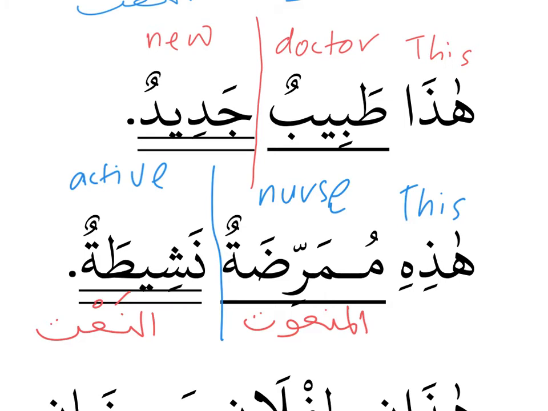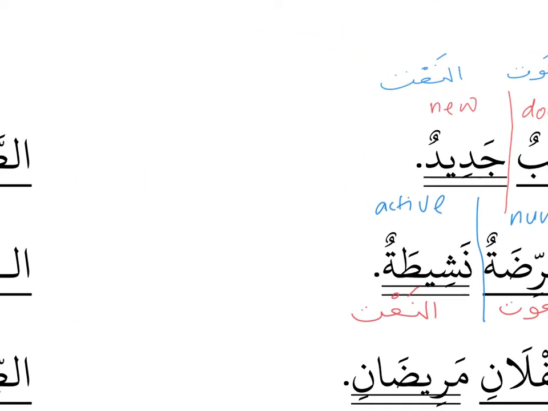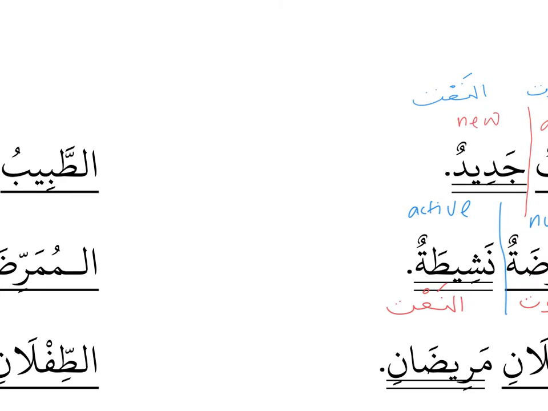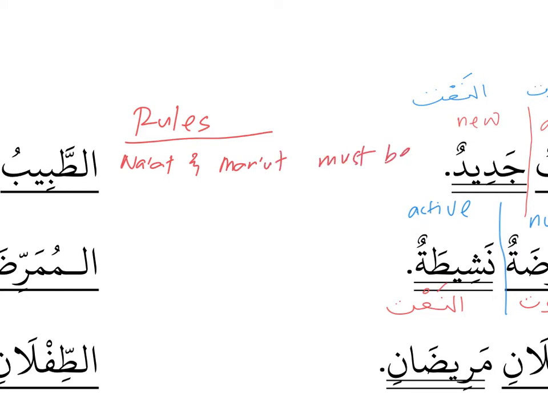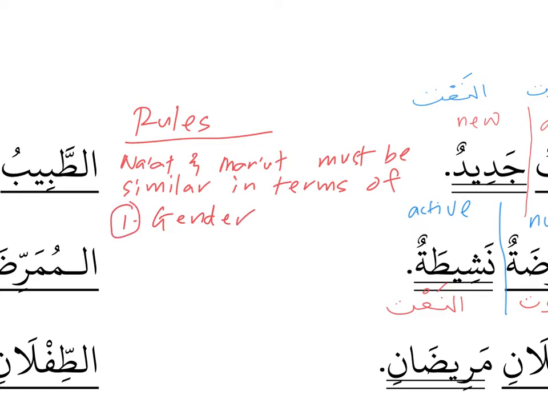The first rule for النعت والمنعوت is they must be similar in terms of the gender. So let us write the rules here. The rule says that na'at and man'ut must be similar in terms of a few aspects. In terms of, number one, gender, whether it is mudhakkar or muannas. This is what we have seen just now.